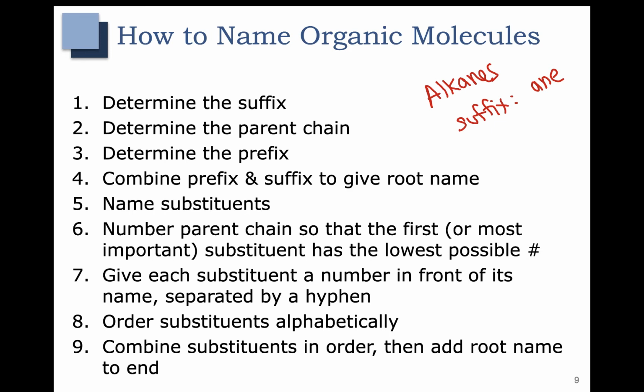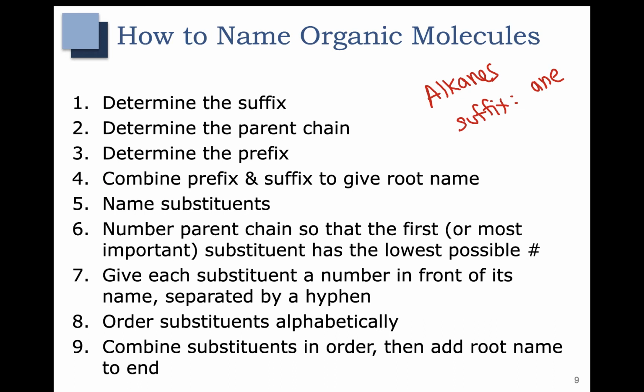Next, you have to determine the parent chain. The parent chain is the longest chain in the molecule. Once you have identified the longest chain, you can use that longest chain to determine the prefix. The prefix is associated with the number of carbons in the parent chain. The prefix and the suffix together then give the root name. If you don't have anything attached to your parent chain, then you're done at this point.